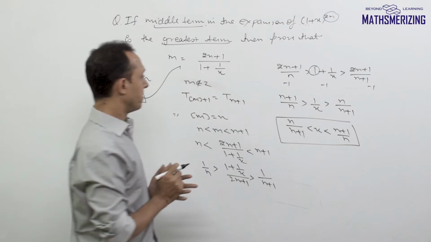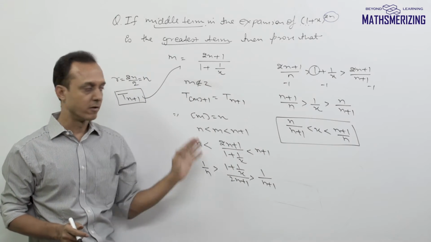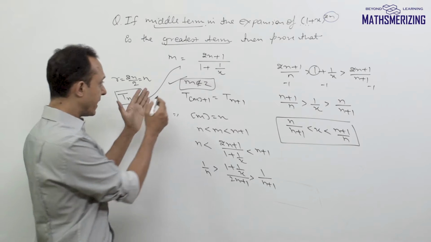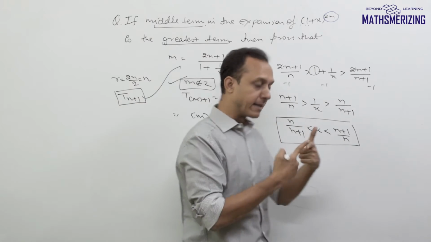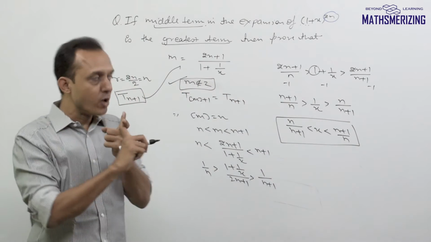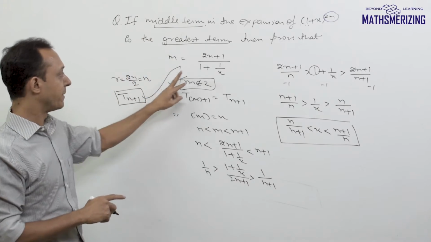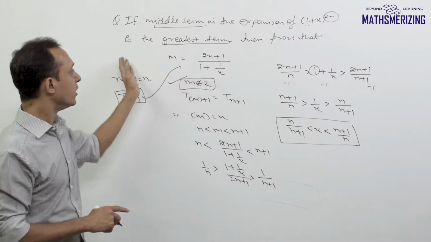So we can solve it using the traditional method, and we can also solve it using the shortcut method. In this case, we have assumed m is not an integer, considering that there is only one numerically greatest term, and that one numerically greatest term will be its middle term. If I consider this m as an integer, then I'll end up having two separate values.